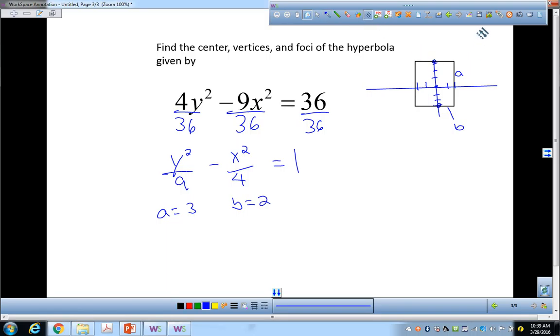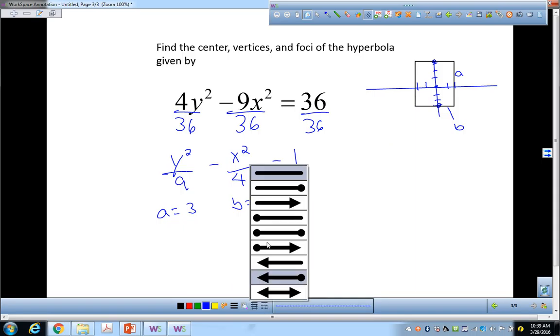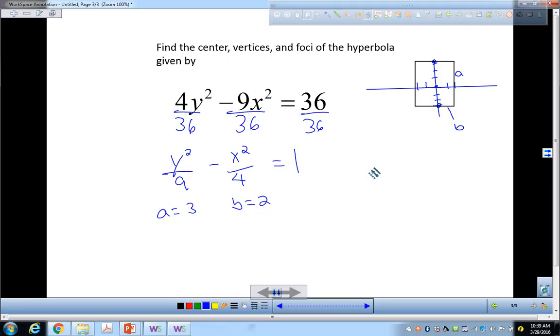How the box helps you sketch the hyperbola is by sketching in the asymptotes. Asymptotes are lines that hyperbolas approach. So here is one asymptote, and here is the other asymptote, like this.